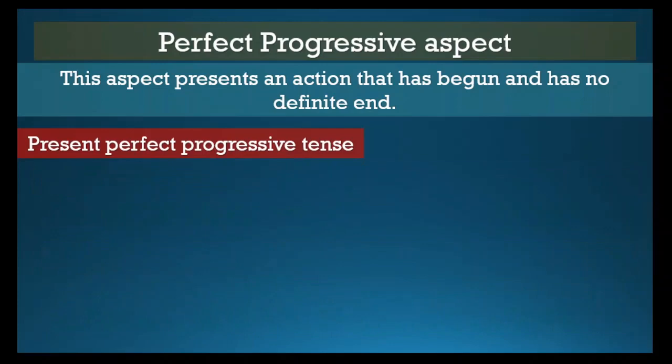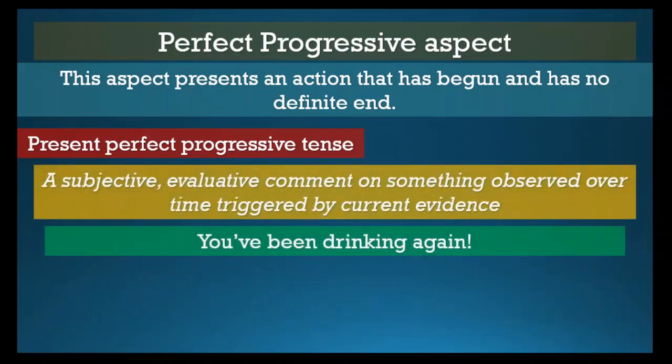This tense aspect combination is also interestingly used to give a subjective, evaluative comment on something observed over time, triggered by current evidence, like in the example: You've been drinking again. So, similar to what we have in the progressive aspect, wherein you can use it to present emotional comments, in this aspect, you can also do that.